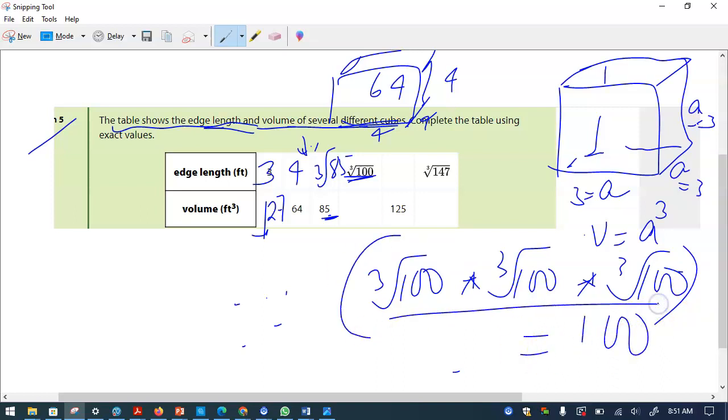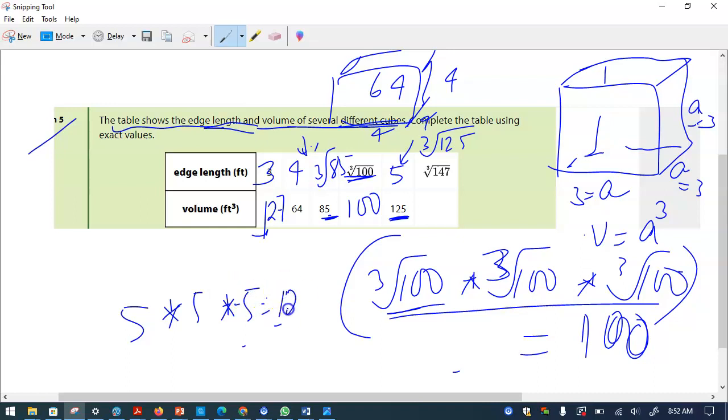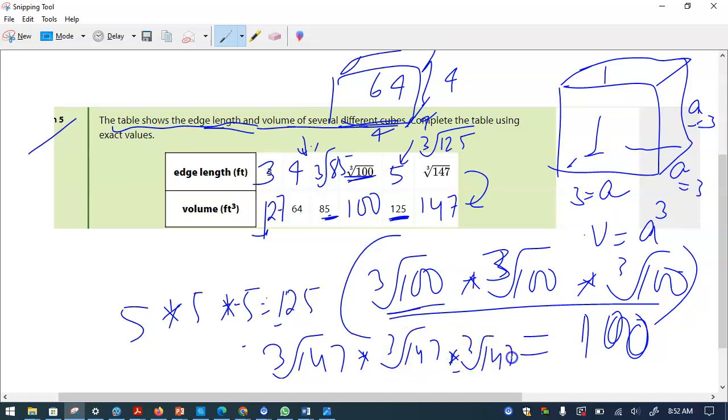Because that's what we have seen: when you multiply it by itself, because there's a 3, the answer is 100, and that's why we write 100 here. Here it is 125, so this is the cube root of 125. And what number multiplied by itself gives you 125 is 5, because 5 times 5 times 5 is 125. And here again, it will be 147, because it is the cube root of 147. That's it.